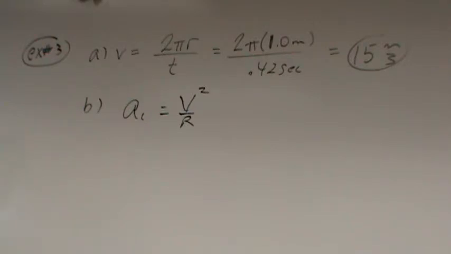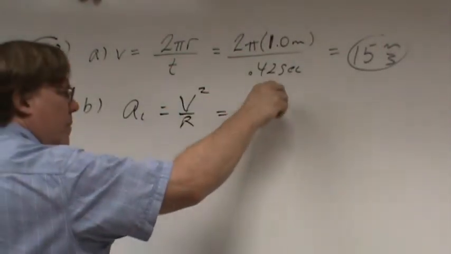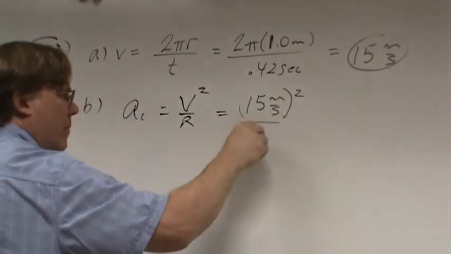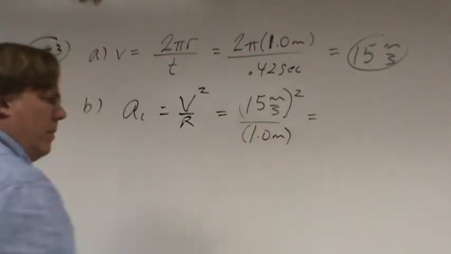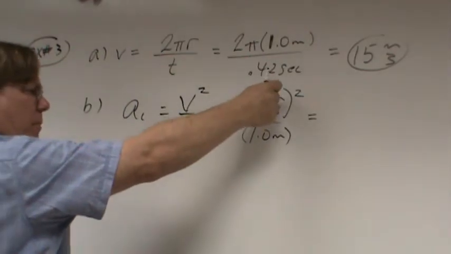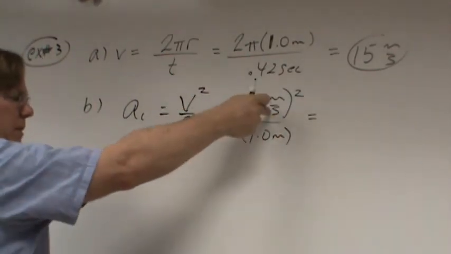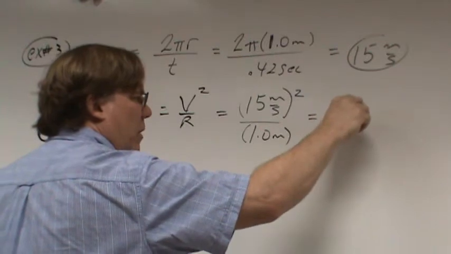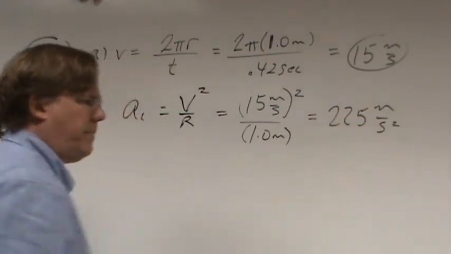So please plug in. What is the centripetal acceleration of this ball? It's moving at 15 meters per second on a radius of 1 meter. Hopefully you see that the units work out. Meters squared over meters means just 1 meter. Second squared, the second squared would stay there. So I got 225 meters per second squared.